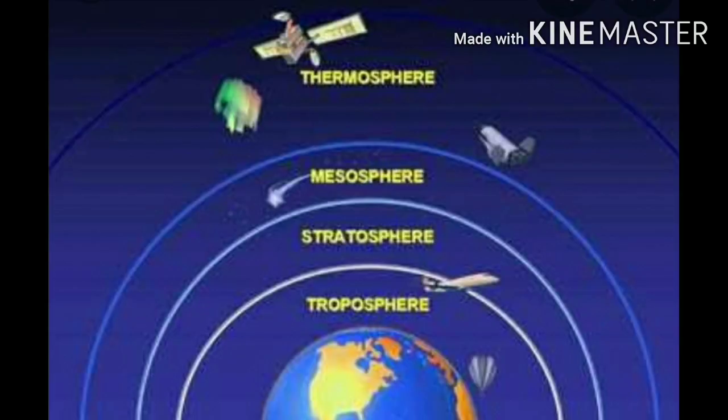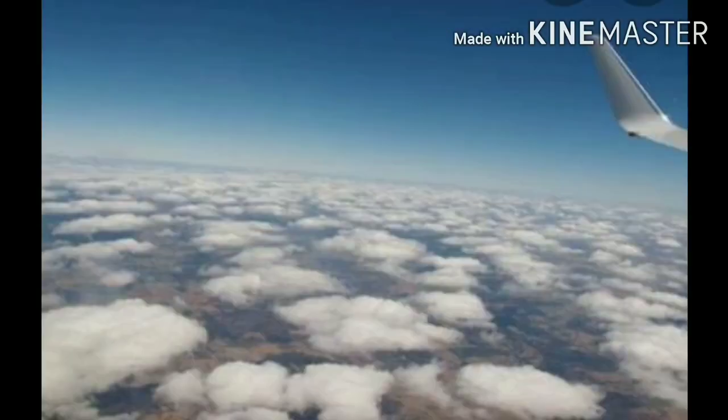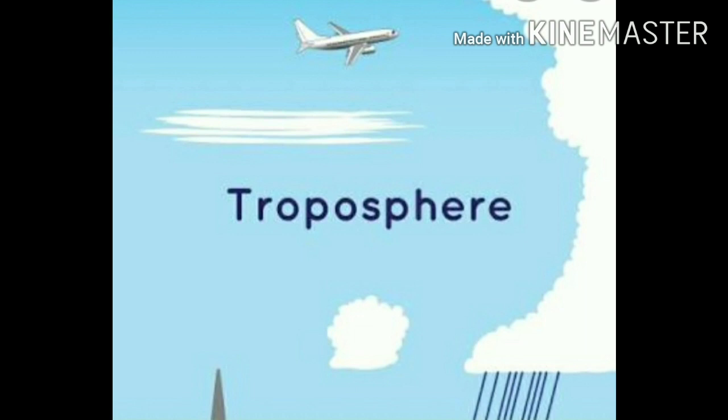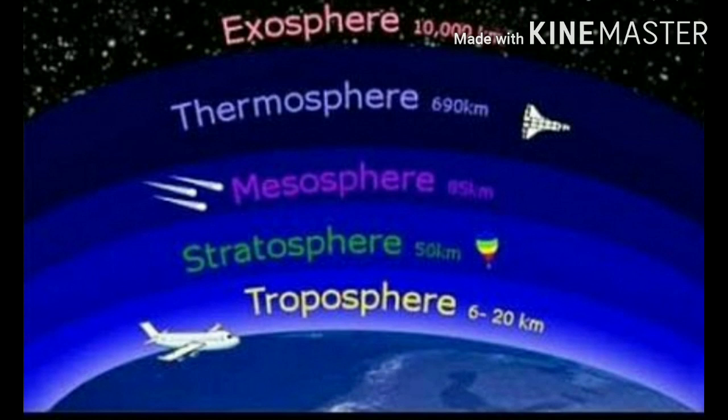The layer that extends from the Earth's surface to a height of about 13 km is called the troposphere. As we all know, the Earth receives heat and light from the sun. Hence, the air nearest the surface is the hottest. As we go higher in the troposphere, it becomes cooler.